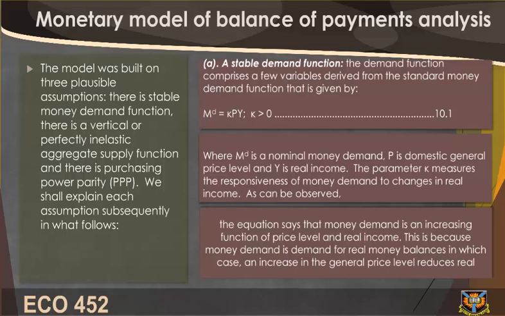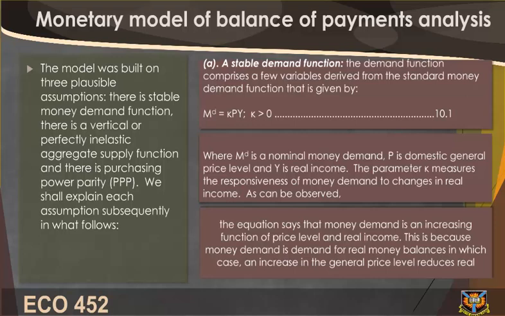A stable demand function. The demand function comprises a few variables derived from the standard money demand function that is given by, where m raised to power d is the nominal money demand, p is the domestic general price level, and y is real income. The parameter k measures the responsiveness of money demand to changes in real income. As can be observed, the equation says that money demand is an increasing function of price level and real income.